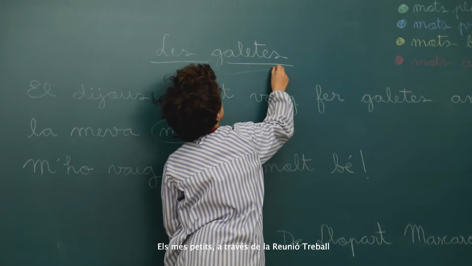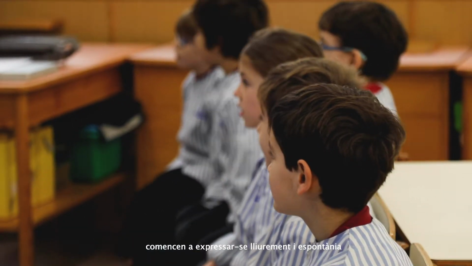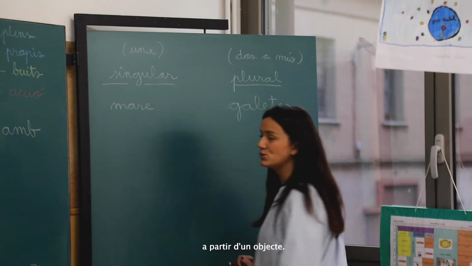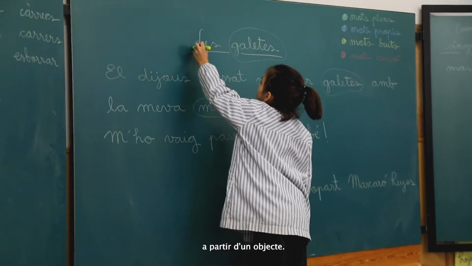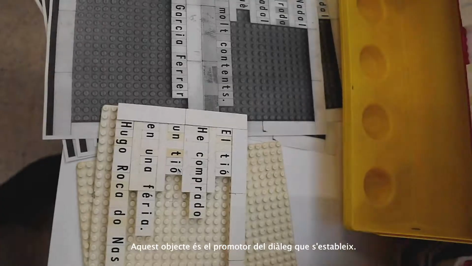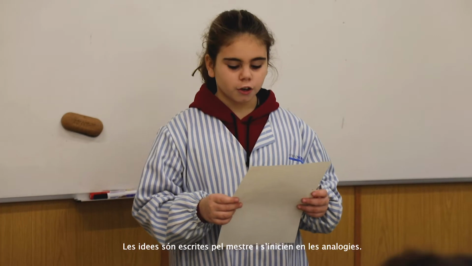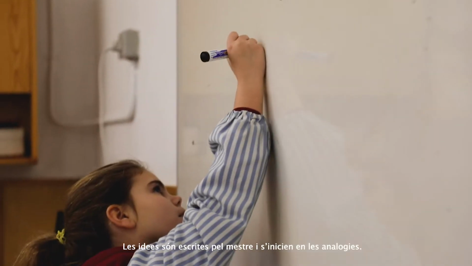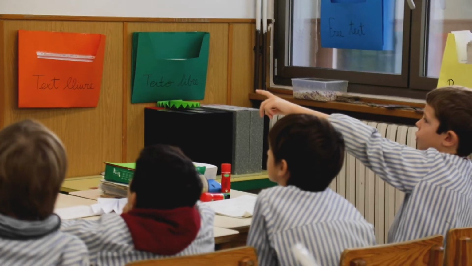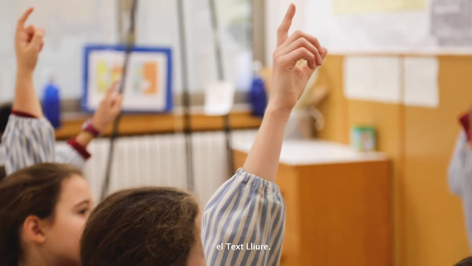The youngest students, through the work meeting, begin to express themselves freely and spontaneously based on a common object presented in class. This object serves as a catalyst for establishing a dialogue among the students. Ideas are elicited and written down by the teacher, and together they find common threads. Communicative expression is based on a written idea, the free text.